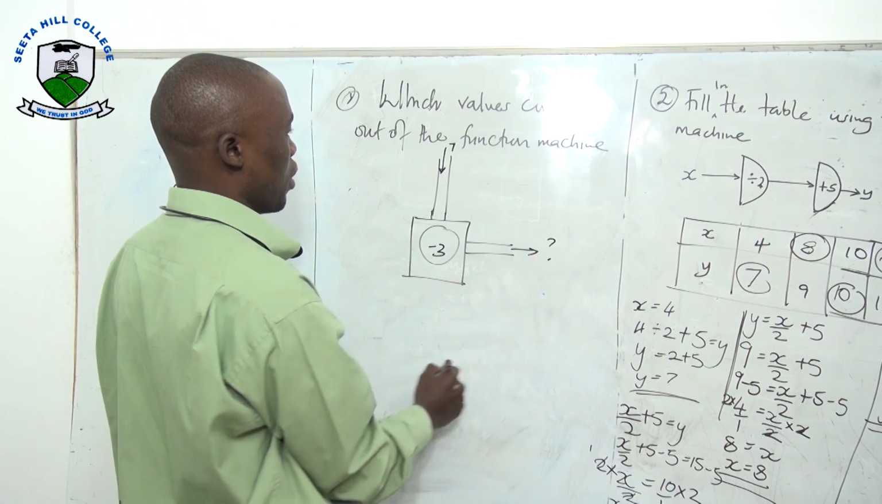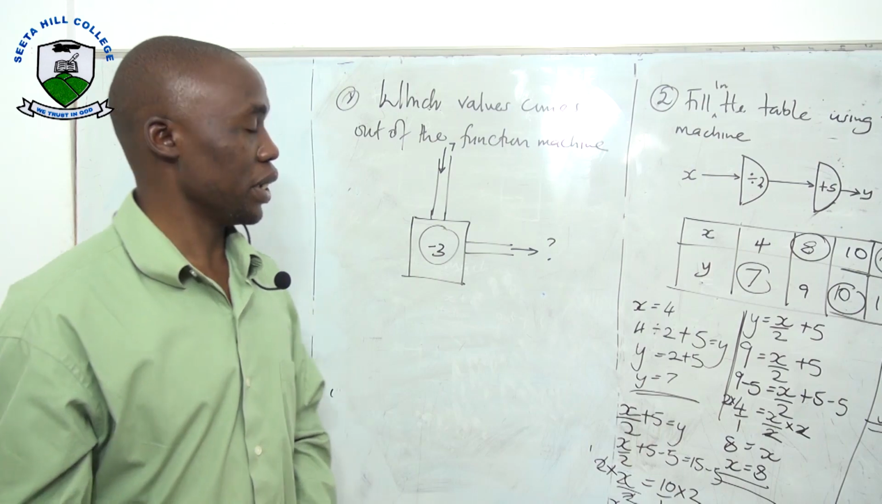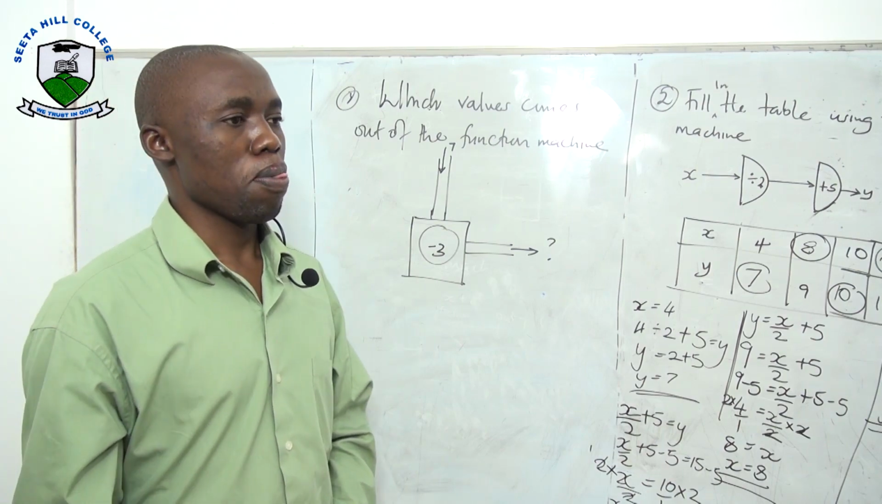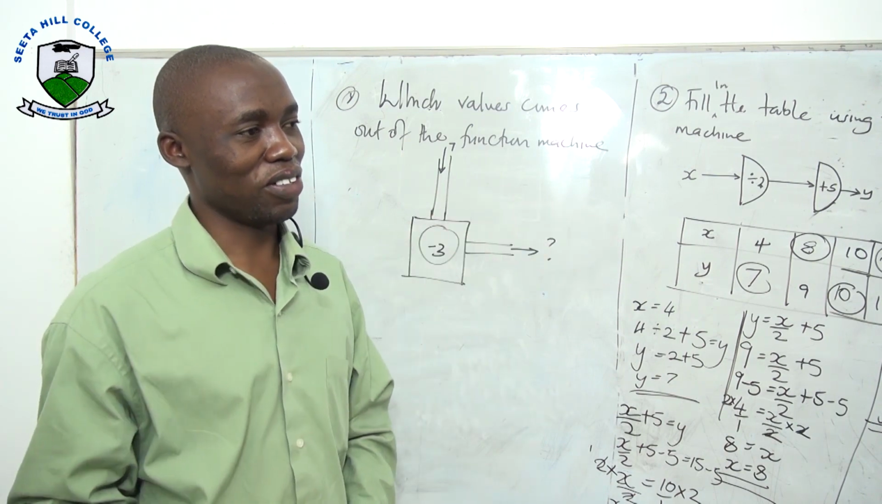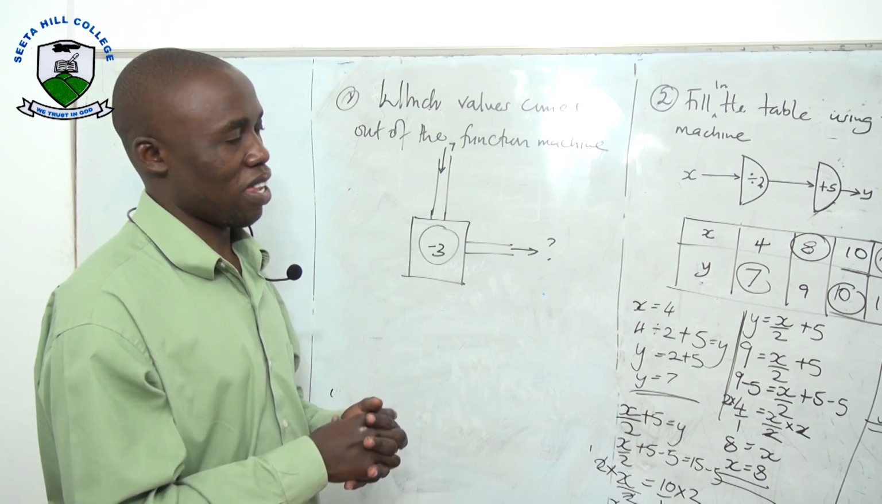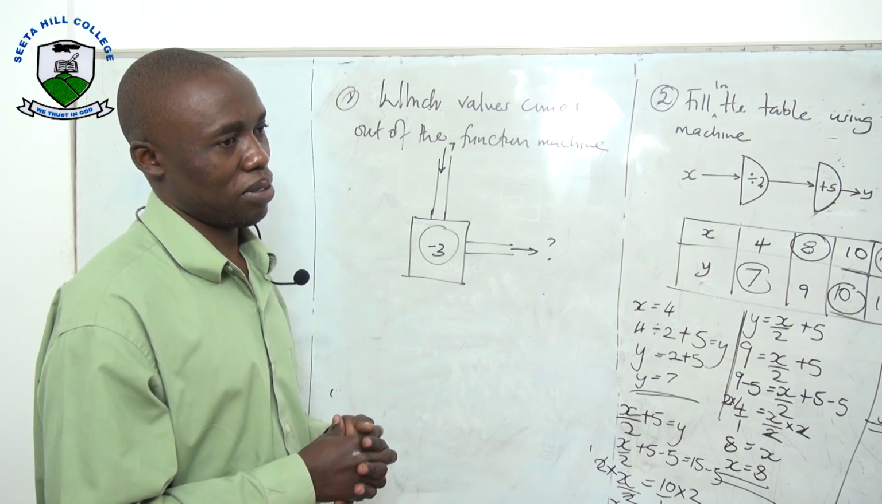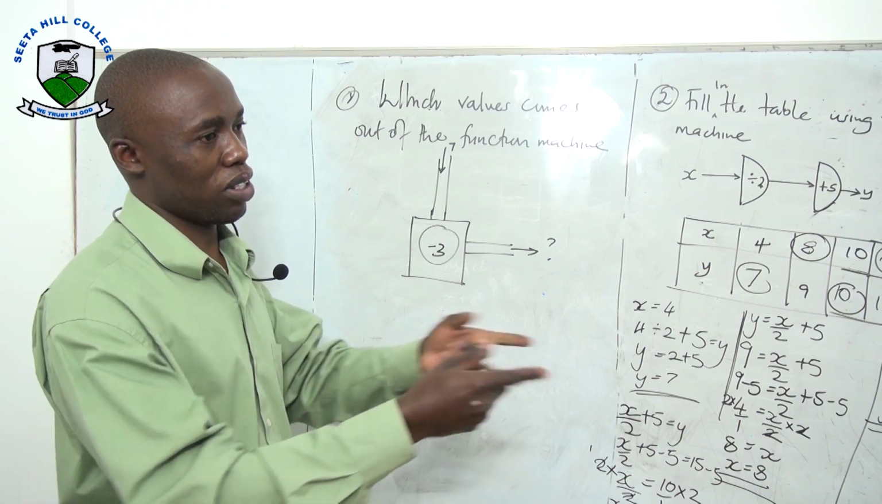Can somebody help us with what comes out of that machine? Yes, and that will shall close our session. Yes. 7 minus 3, the answer will be 4. That's how it will be 4. That means the machine produces out a 4.